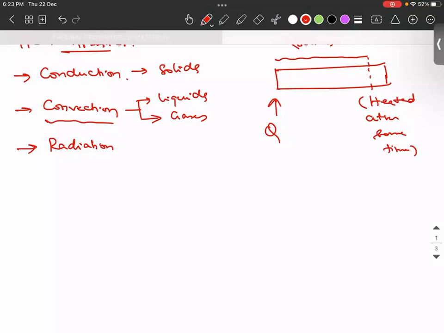Okay. So radiation means what? Transfer of heat from one place to another without an intervening medium. So there is no medium that is required, right? So radiation means transfer of heat from one place to another without an intervening medium.